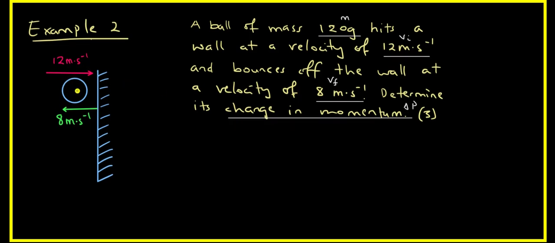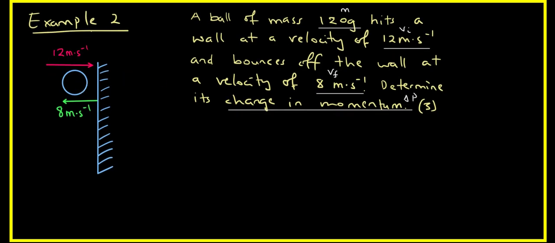Right, so here's the scenario that we have. Now let's solve the problem. We need to choose a positive direction. This velocity here is to the right, this one is to the left. So I can choose and say, taking right as positive. It means that this velocity here is positive, this one is negative since it's to the left.